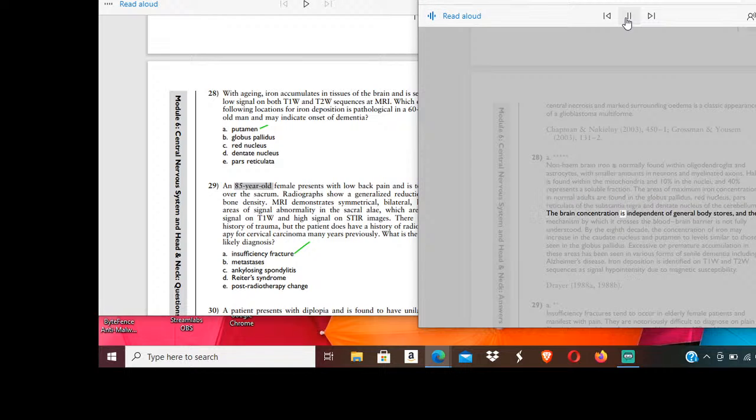The brain concentration is independent of general body stores, and the mechanism by which it crosses the blood-brain barrier is not fully understood. By the 8th decade, the concentration of iron may increase in the caudate nucleus and putamen to levels similar to those seen in the globus pallidus. Excessive or premature accumulation in these areas has been seen in various forms of senile dementia, including Alzheimer's disease. Iron deposition is identified on T1W and T2W sequences as signal hypointensity due to magnetic susceptibility. Dreyer, 1988.